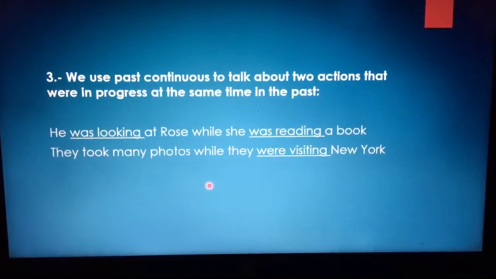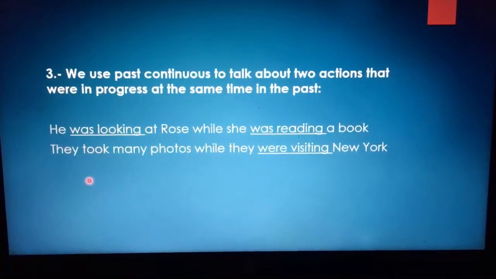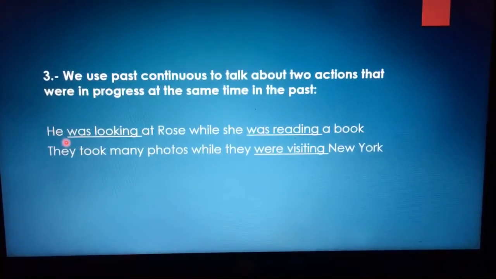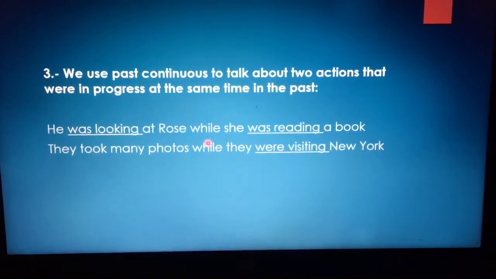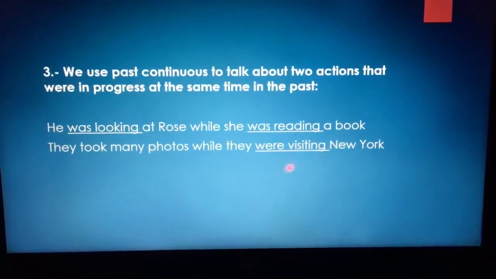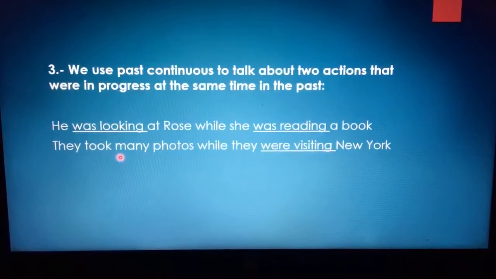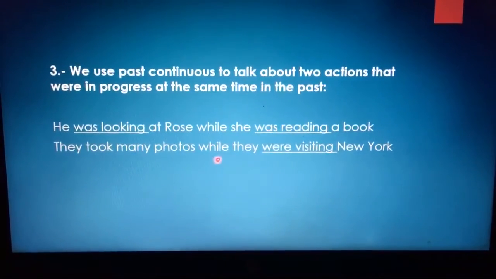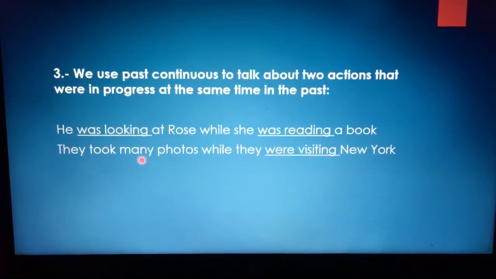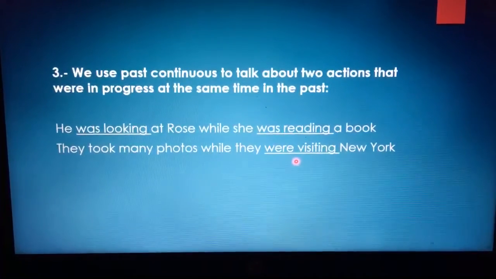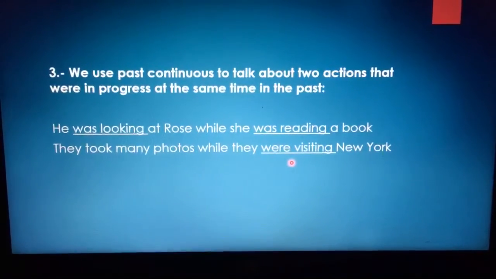They were happening at the same time. Now it's important to notice that not necessarily both actions have to be in the past continuous. In the first example, both of them are in the past continuous tense. He was looking at Rose while she was reading a book. But in the next one, that's not the case. The first action is actually in simple past. Okay, they took many photos while they were visiting New York. Again, on this one, we have simple past, took, and here we have past continuous, and that's okay. It's a good usage of the past continuous in this case.